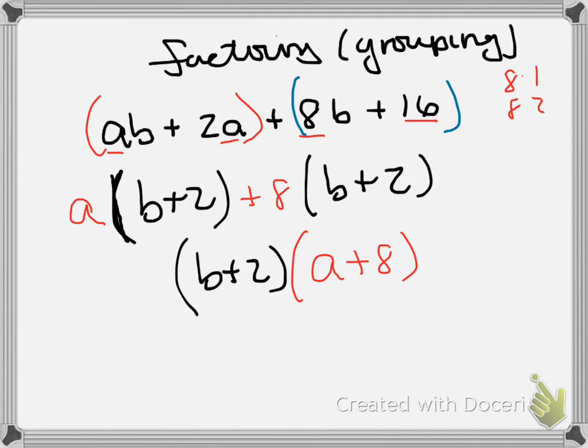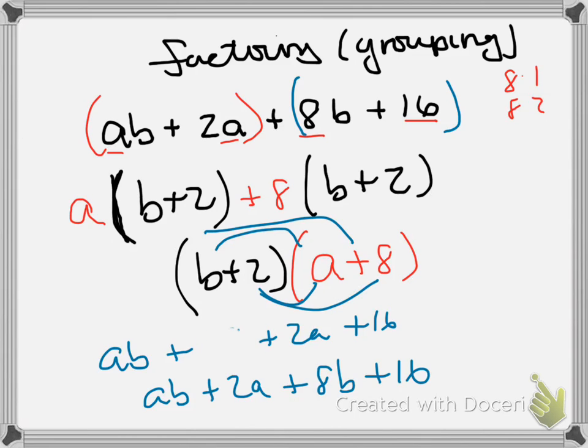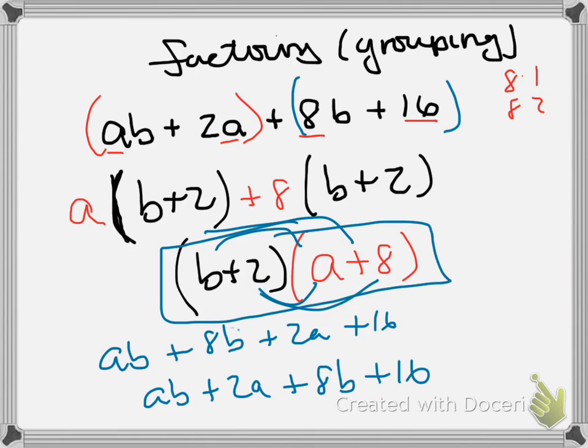Now I can check this. I can go back and do the check. I can multiply these. That's AB, that's plus 2A, that's 8B, and that's 16. And if I really look at it, it's exactly the same thing as what I had up there, I'm just rearranging it. I put B8, it's 8B. It's the exact same thing. So you see that we got the right answer. So this is my answer for factors.